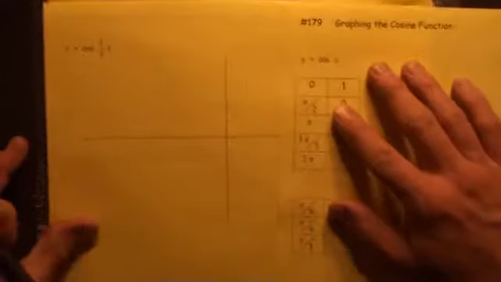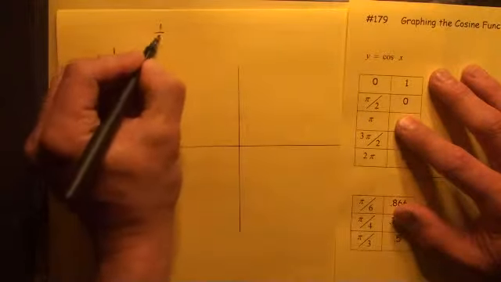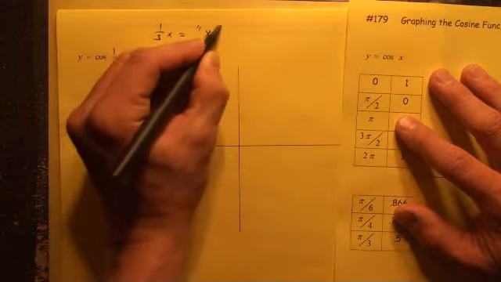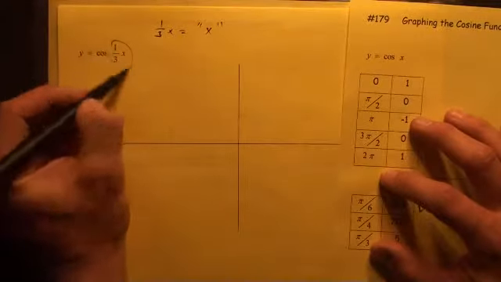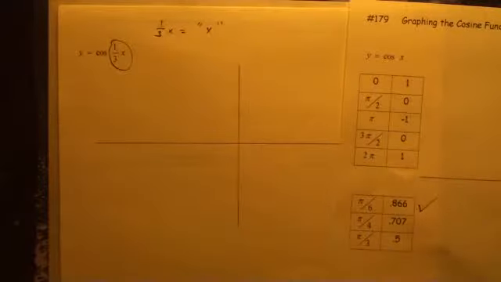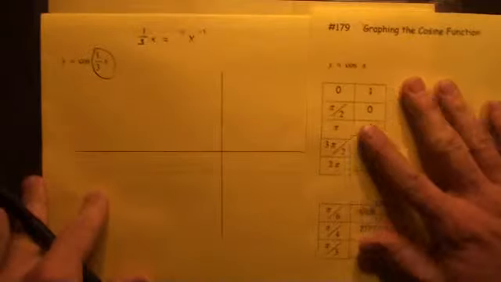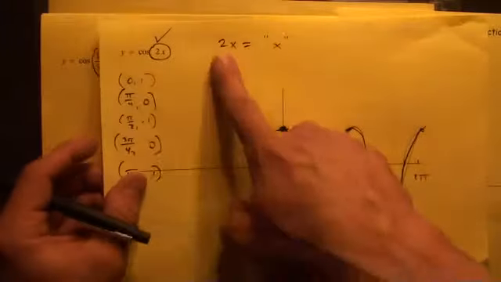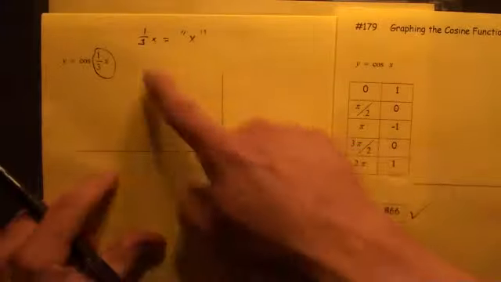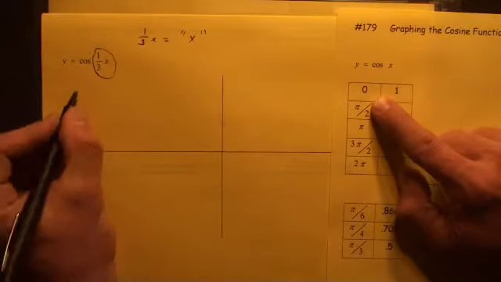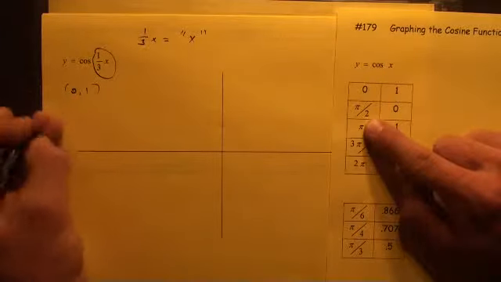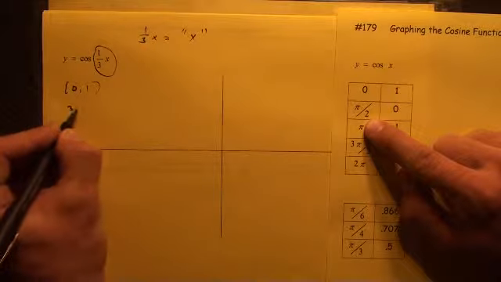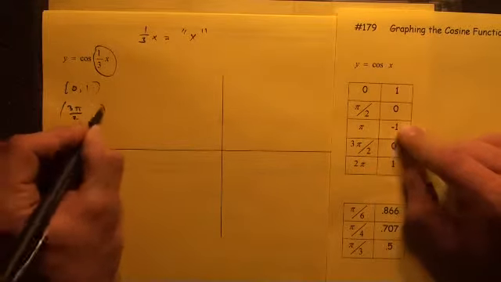Next one. What about if there's a 1/3 in front of there? Well, same thing. The 1/3 x would be in the quote-unquote x position. We're taking cosine of 1/3 x, which means all these x values would not get divided by 2, but multiplied by 3. So you'd still have 0, 1. Now you're going to have 3 pi over 2, comma 0.